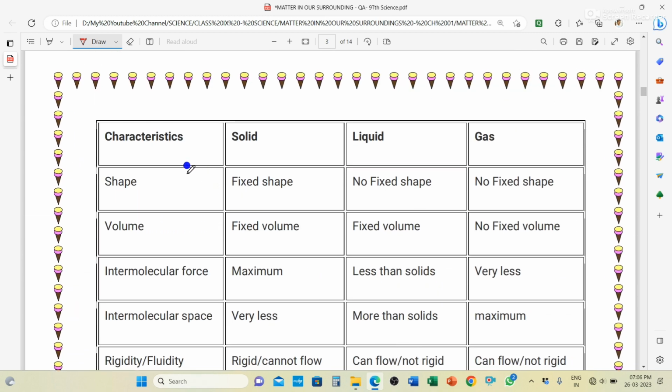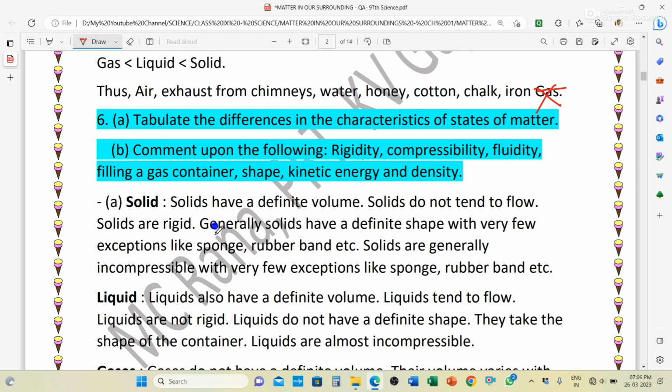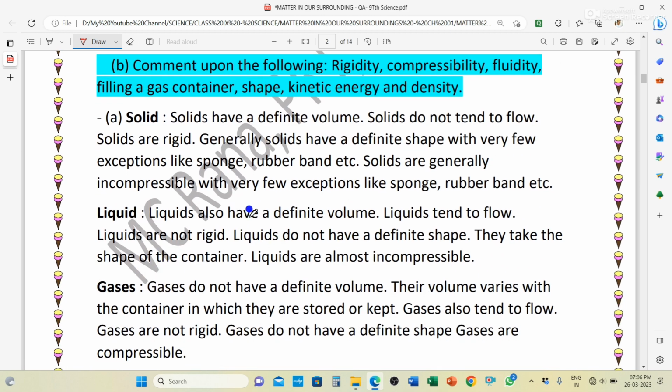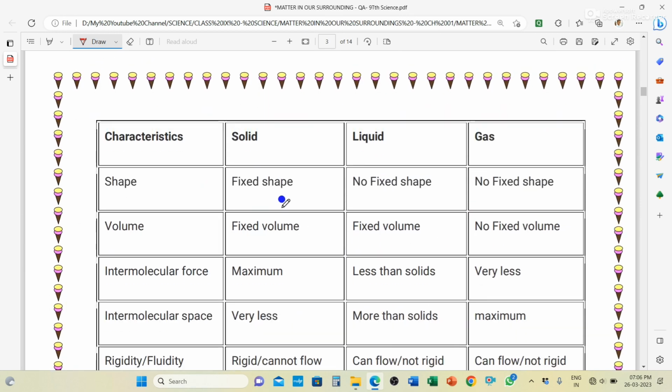First I have written some things about solid, liquid and gas. This is not required. You don't have to write it; that is optional. So you have to make a table like this, with characteristics, solid, liquid, gas. First of all, shape. In case of solid, it is a fixed shape. In case of liquid, no fixed shape. In case of gas, no fixed shape. So solid has a fixed shape, but liquid and gas don't have a fixed shape.